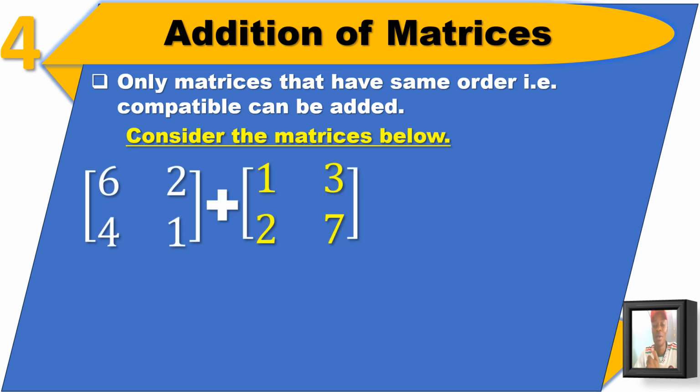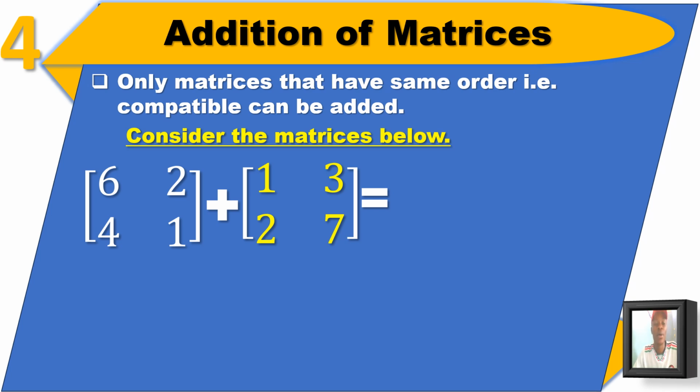It is because you will be able to get the elements in certain positions, sharing the position, and therefore they can be added. But if we have different orders of matrices, then the elements will not be sharing any positions and they will never be able to be added. So let's look at this.